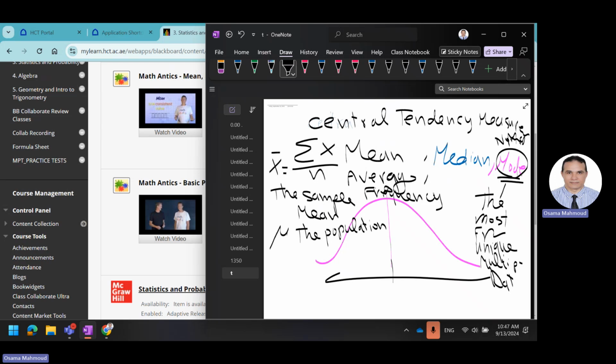Just catch which one is repeated more than the others, right? But remember, you may have no mode if your data are completely different from each other. You may have one if you have one value with the highest repetition. Maybe you have two if you have two values repeated with the same frequency.